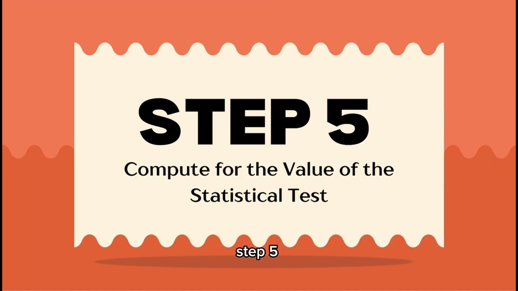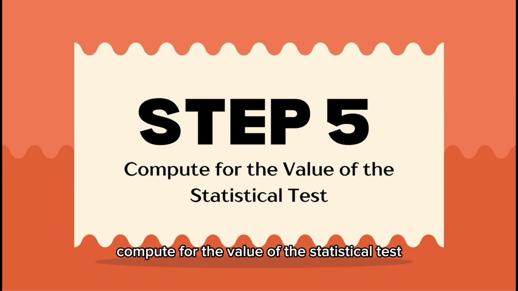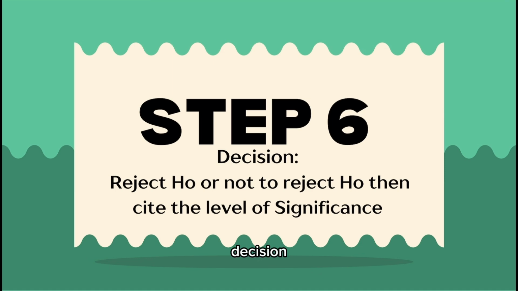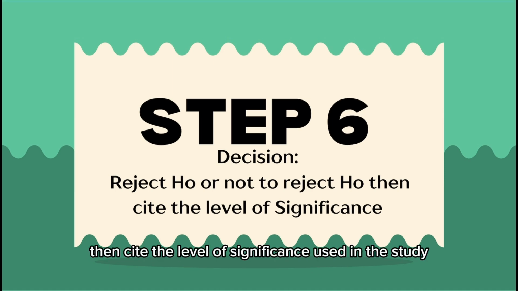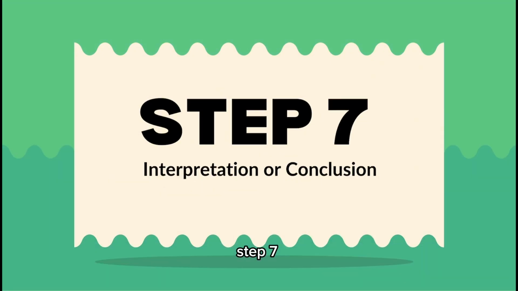Step 5. Compute for the value of the statistical test. Step 6. Decision. Reject H0 or not to reject H0. Then cite the level of significance used in the study. Step 7. Interpretation or conclusion.